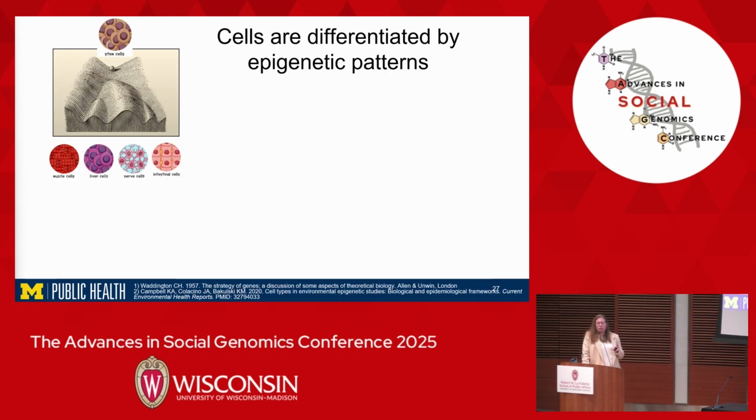This is relevant because our cells are differentiated by epigenetic patterns. This is the classic Waddington diagram: up at the top, we've got our undifferentiated stem cells that are totipotent or pluripotent. They can go and become anything they dream of, whether it's muscle cells, liver cells, or nerve cells. These cells have different shapes, different forms, different function. A lot of their differentiation state is locked in by epigenetic factors, including DNA methylation.